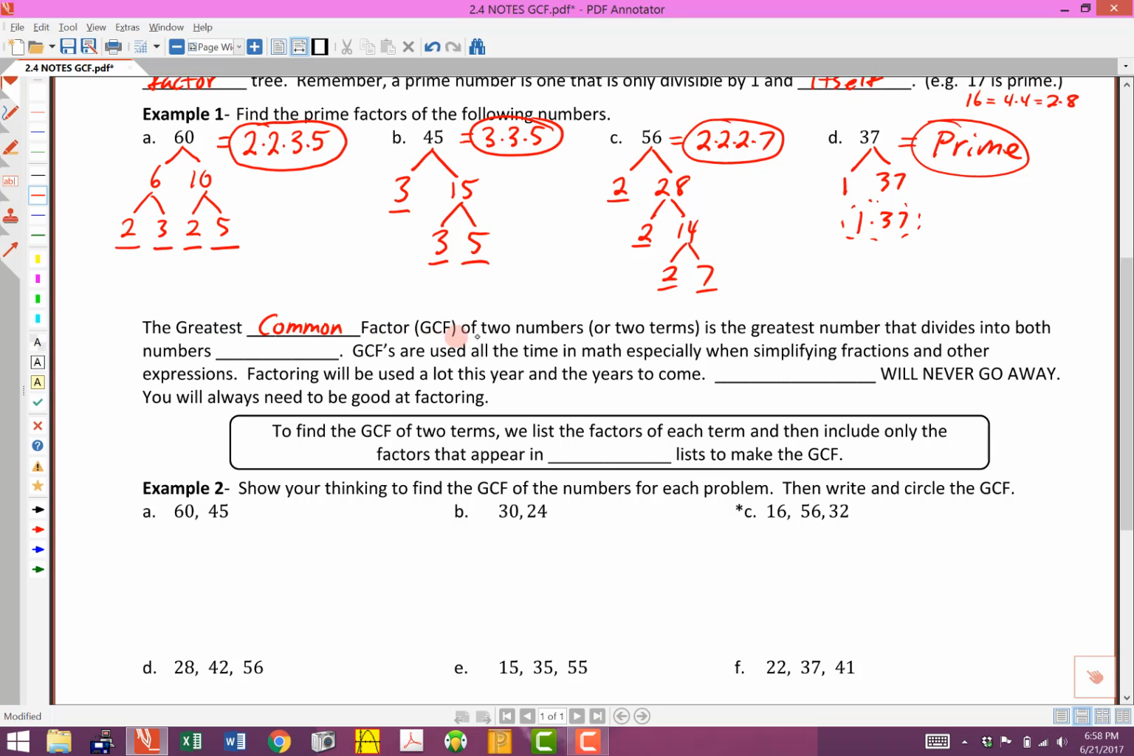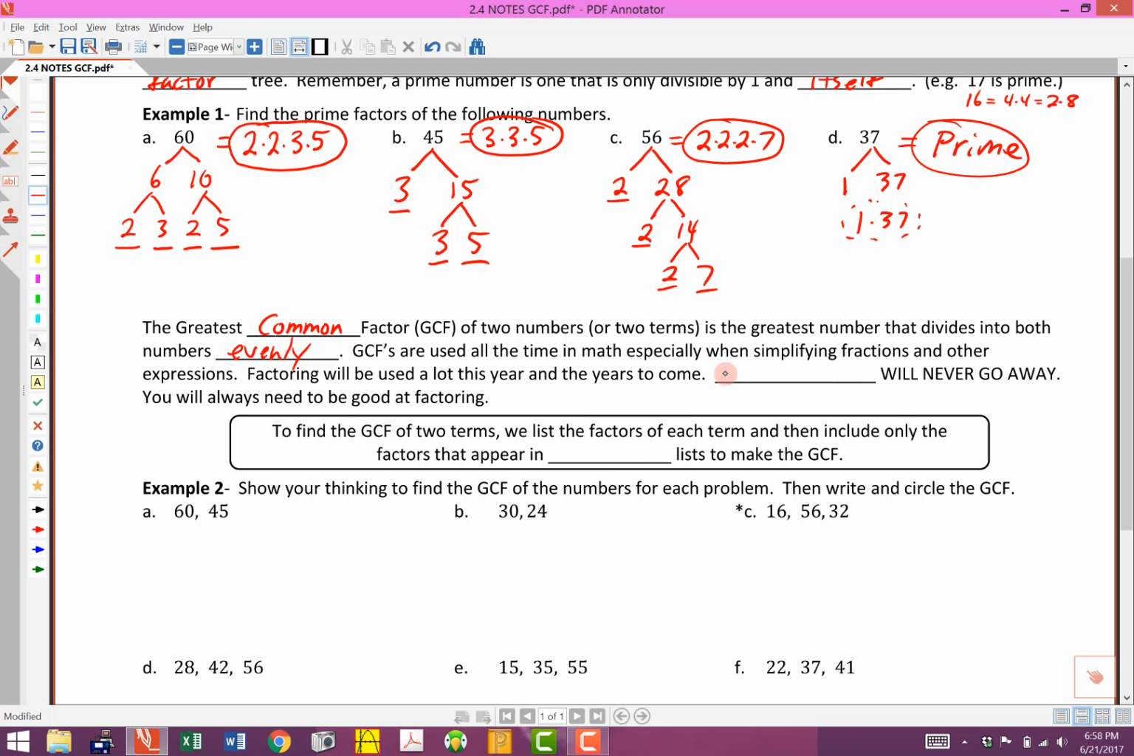So the greatest common factor of two numbers or two terms, that's what we're going to work with a lot of the times, is the greatest number that divides into both numbers evenly. In other words, it's got to be a factor of both of those numbers. So greatest common factors are used all the time in math, especially when we're simplifying fractions and other expressions. Factoring is going to be used a lot this year and in years to come.